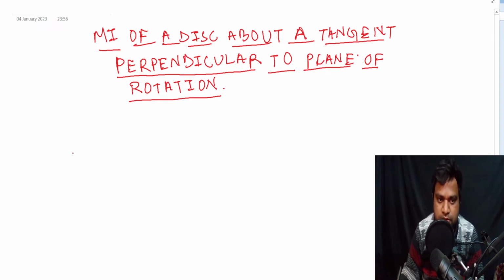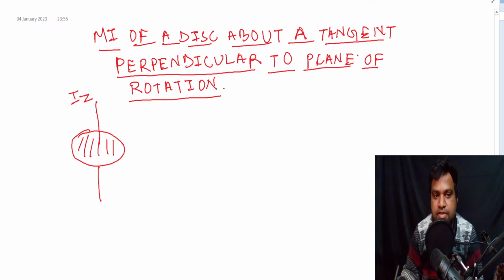Now, you know that for a disk, if this is the axis, that is about the z axis, let's say, Iz, moment of inertia about the z axis, that means the axis which is passing through the center and perpendicular to the plane of the rotation, then we know that Iz equal to half mr square. Its derivation is already there. I'll share the link also.